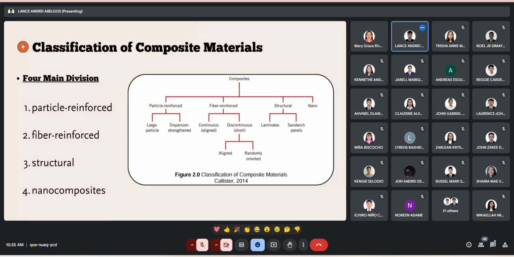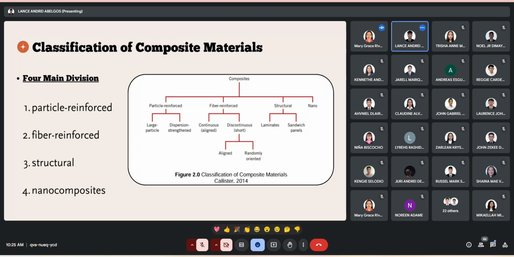Now let's proceed to the classification of composite materials. Classification of composite materials has four main divisions: particle reinforced, fiber reinforced, structural, and nano. First is the particle reinforced composites, which contain dispersed particles with similar dimensions in all directions, creating a corresponding structure.